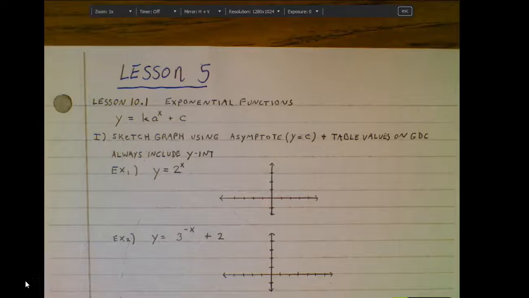All right, going into lesson 5 of our current unit for chapters 8 and 10. So this is where chapter 10 begins, right here with lesson 5. Mostly chapter 10 is going to be dealing with exponential functions. So today we're going to talk about graphing these guys.